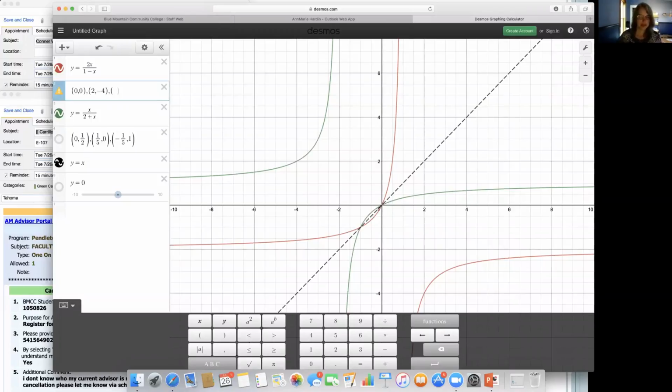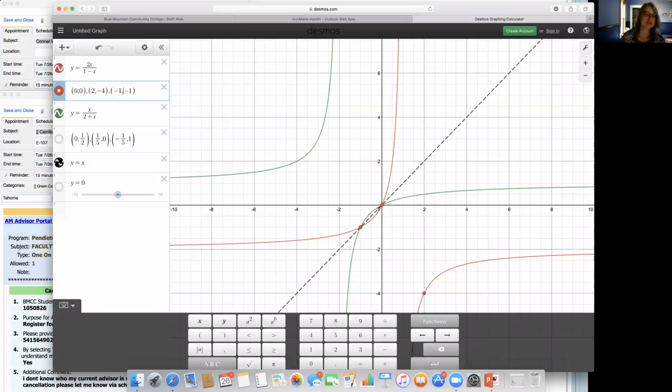But let's put in negative 1. That's going to be negative 2 over 2. So that should be negative 1. Let's see if I did that right. Yes, I did. Okay. So I've got 3 points there.